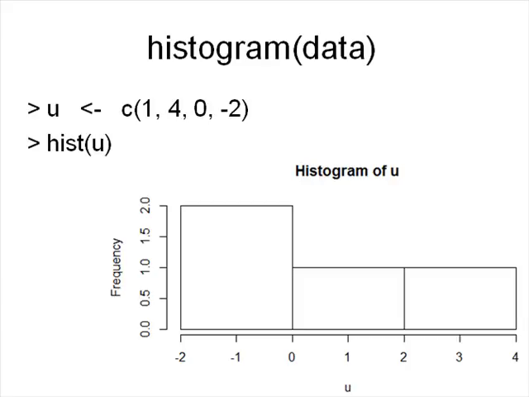It shows you at minus 2 to 0 there are 2 elements. Then at 2 there is one element between 0 and 2, and then one element at 4. So it shows a histogram. In this case it's not clear, but look at a better example. When you have larger data it becomes clearer.